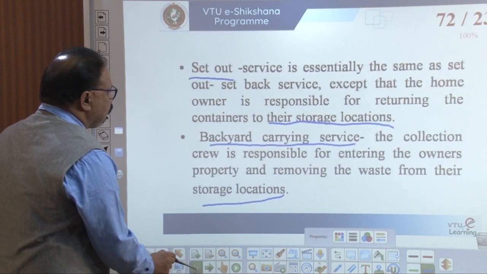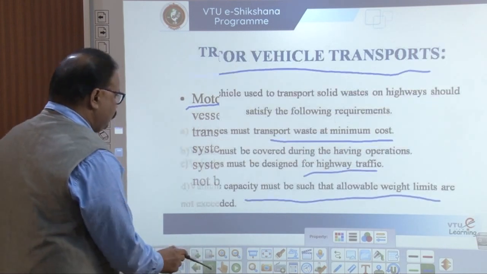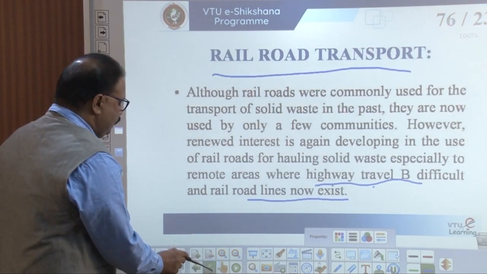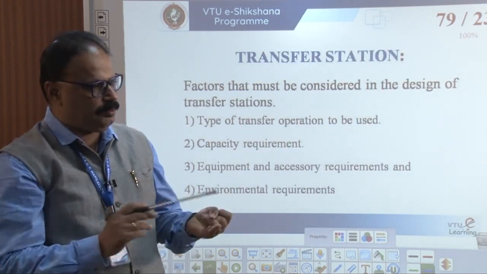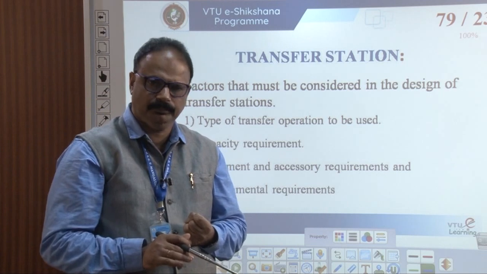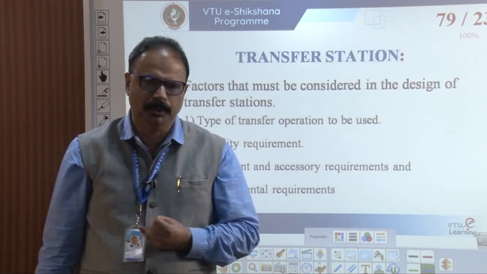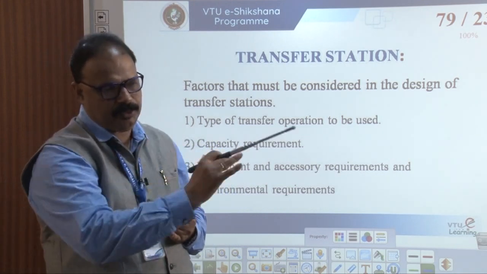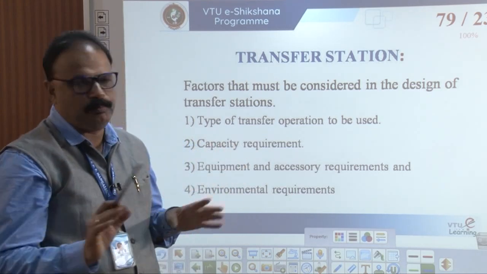First, these are the four types we are using: motor vehicle, rail, railroad, and pneumatic. See, first, motor vehicles are used for transporting the waste. All the motor vehicles, like trucks, different types of vehicles I have shown, may be tilt or lift loading, mechanical or manual loading, different types of vehicle. That is a motor vehicle.